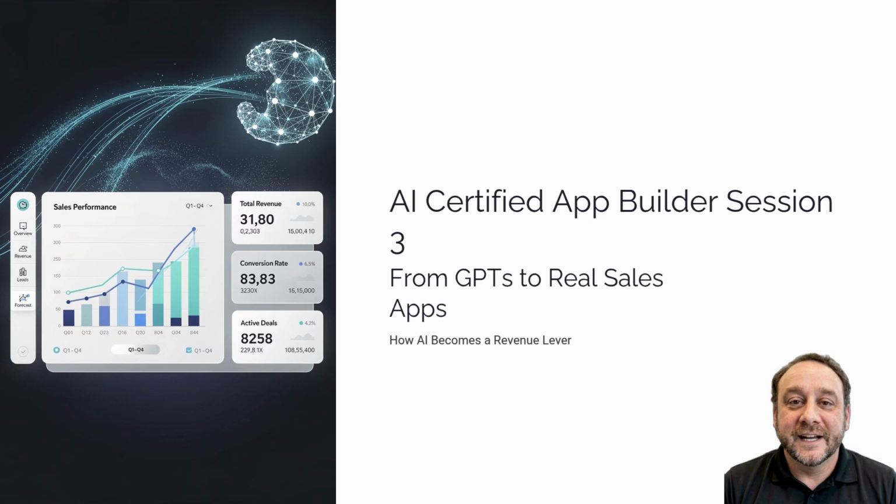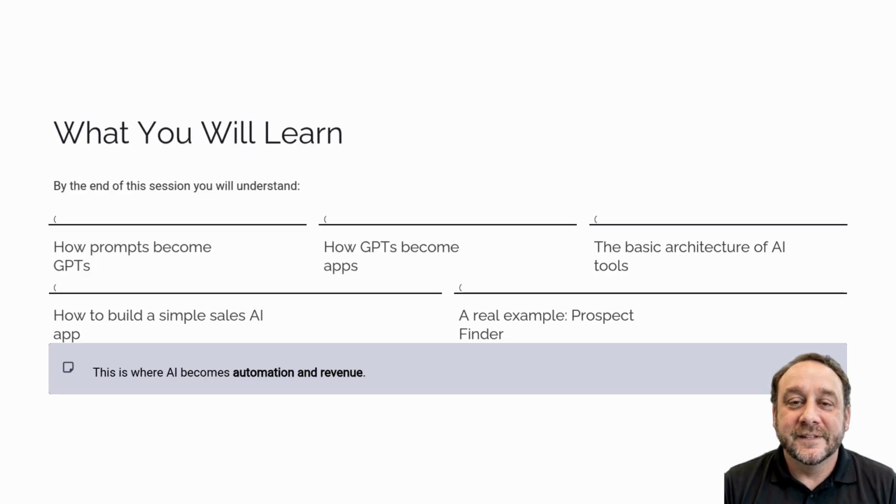This is the moment where AI stops being just a productivity assistant and becomes a business lever. By the end of this session, you should understand how AI workflows turn into real software and how that software can eventually become a revenue generating SaaS product. Let's start with the outcome for this session.